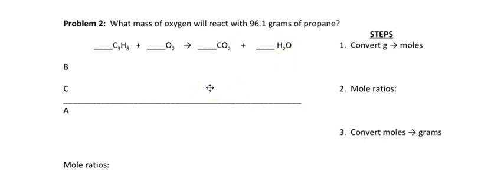So what's the first thing you need to do? Balance it. Why don't you go pause this, really, and balance it yourself. So this is what I got. Hopefully it's what you got too. I'm going to balance my oxygens at the end. So do your carbons and hydrogens first, and you should get these numbers here. All right. So what mass of oxygen will react with 96.1 grams, yes, periodic table, of propane?